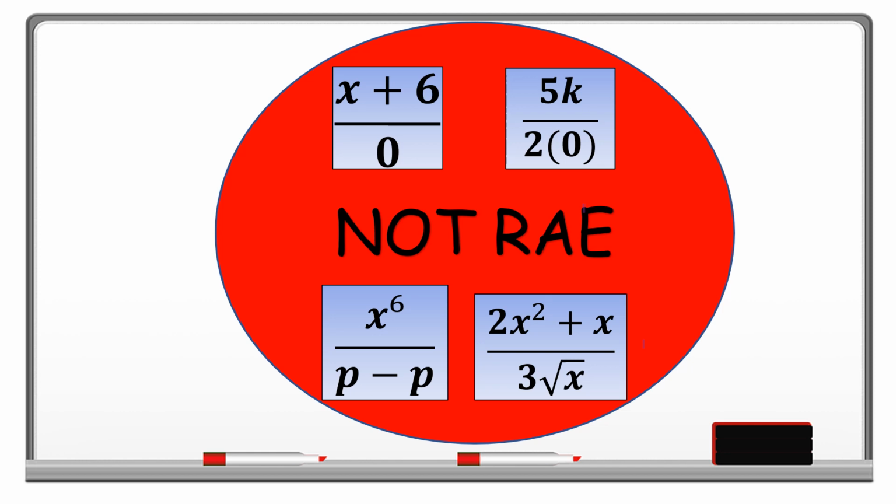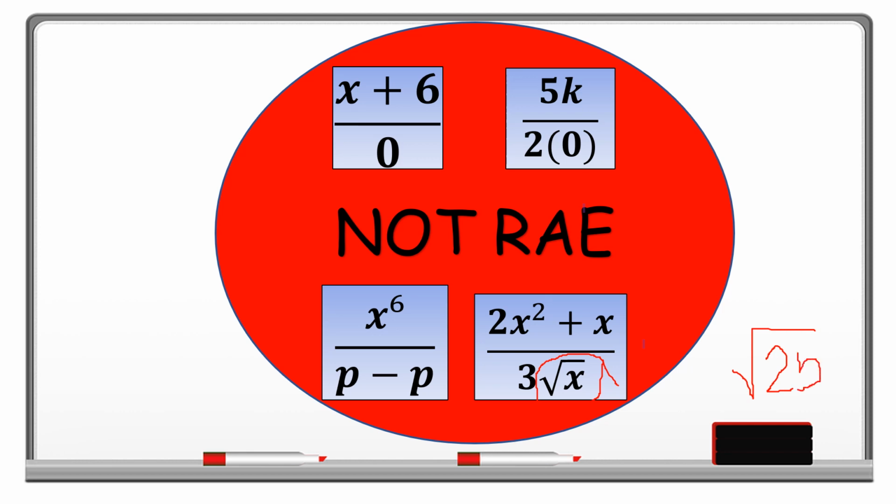How about this one? We have 2x squared plus x all over the cube root of x. So, we have a radical sign here, the square root of x. Once we have a radical sign in the denominator, a square root or a cube root, meaning to say, it is also not a rational algebraic expression. But we have a condition. Once the radicand has a perfect root, like for instance, this is the square root of 25, not the square root of x.